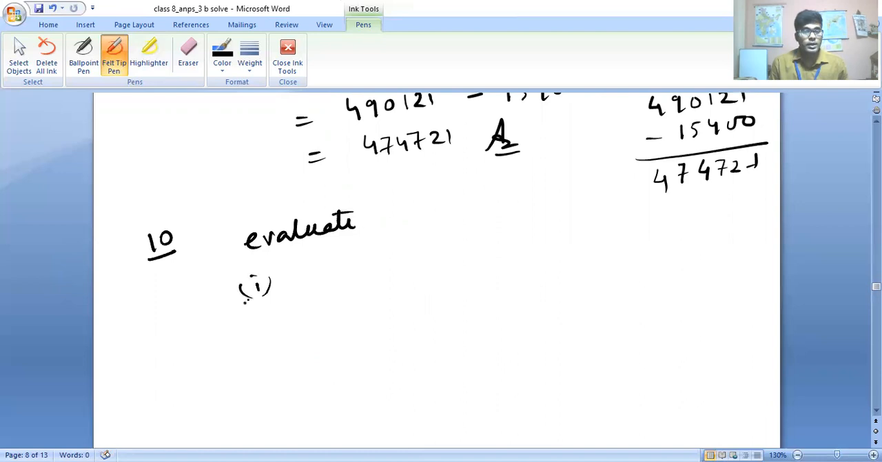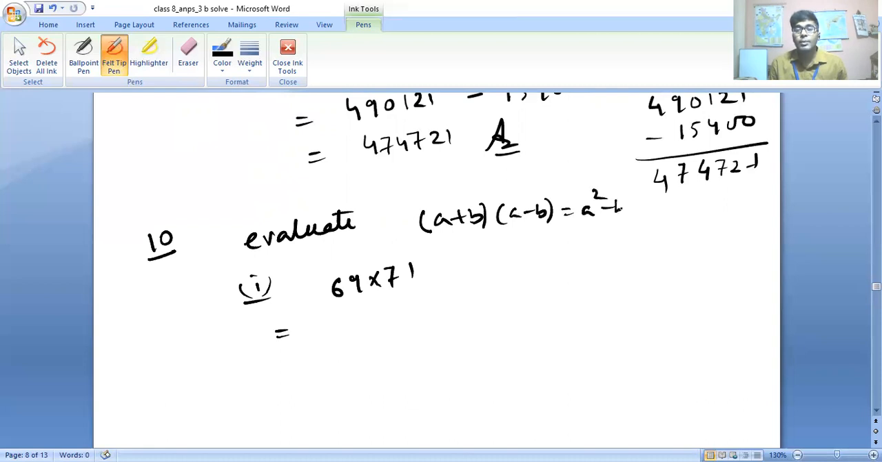What is question number 110? We have 69 into 71. Remember, this can be represented in the form a plus b into a minus b. What form will we use? A plus b into a minus b, which gives the formula a square minus b square. This formula we will use here.